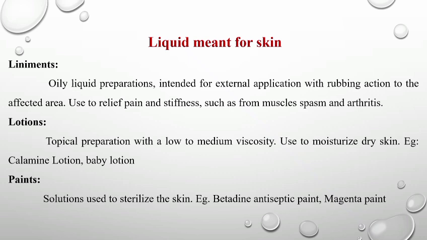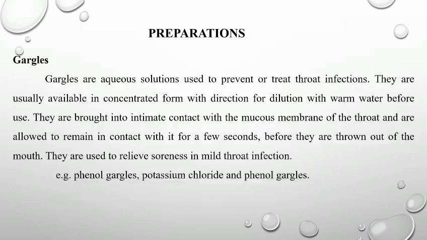Next is lotions. Lotions are topical preparations with low to medium viscosity. They are mainly used to moisturize dry skin. For example, calamine lotion and baby lotions, and these lotions are applied without any rubbing action.